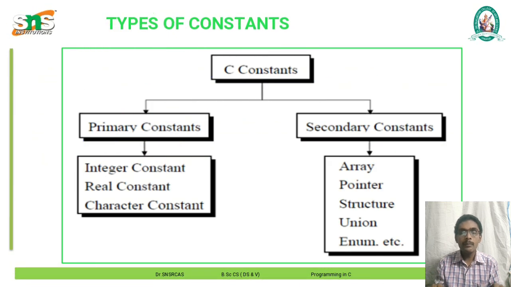C constants can be divided into two major categories: primary constant and secondary constant. Here is the basic classification of constants. C constants are classified into primary constant and secondary constant. In primary constant, there are three subcategories: integer, real, and character constant. In secondary constant, there are array, pointers, structure, union, and enum.